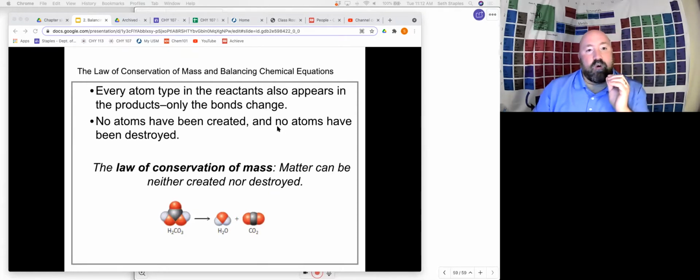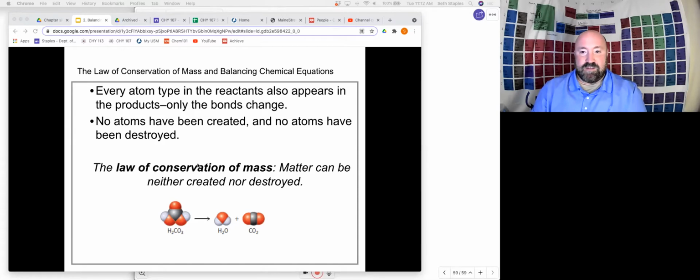It's important to note that every atom that was in the reactants also appears in the products. It's only the bonds and the combinations that have been changed. No atoms have been created and no atoms have been destroyed. The law of conservation of mass is always followed. Matter cannot be created or destroyed.